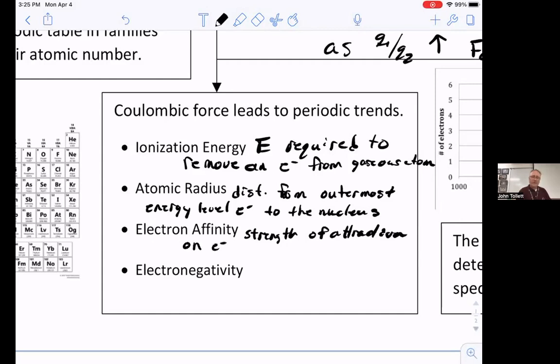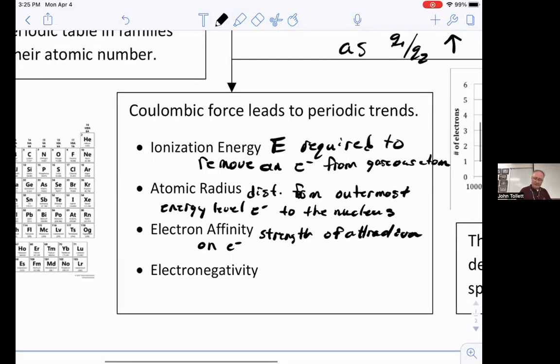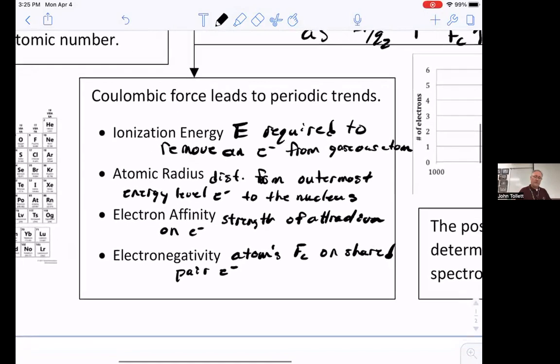And this will be dictated by Coulomb's law. Electronegativity is an atom's force on a shared pair of electrons. So it's that Coulombic force of attraction on the electrons in a covalent bond, a shared pair of electrons. Now, if that number, or the difference, is greater than 2.0, we're going to consider it an ionic compound, but we'll talk more about that later.